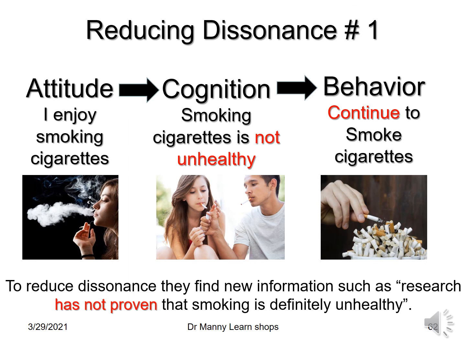Reducing dissonance, number 1. The attitude, I enjoy smoking cigarettes. The cognition, smoking cigarettes isn't really unhealthy, and they continue to smoke cigarettes. To reduce the conflict or the dissonance, the people smoking find new information such as, well, research hasn't really proven that smoking is definitely unhealthy.